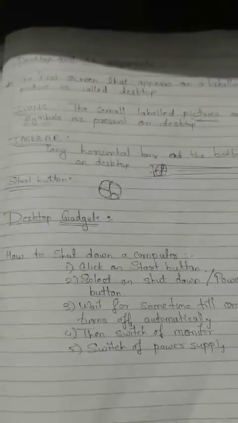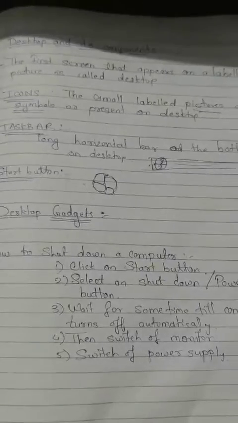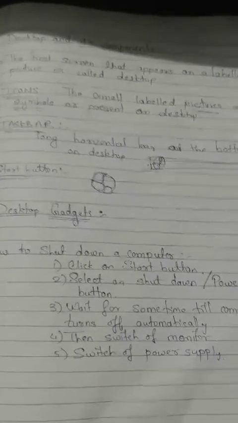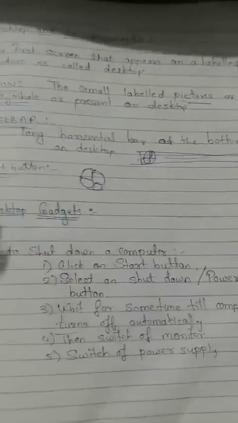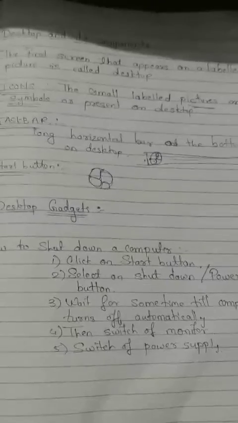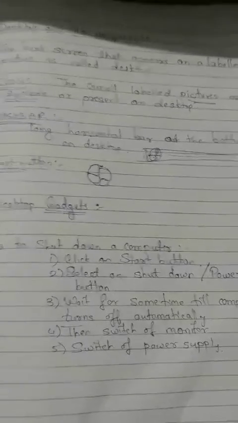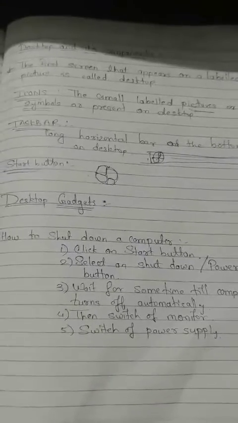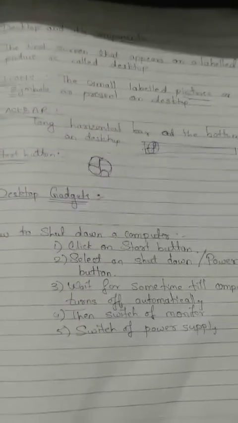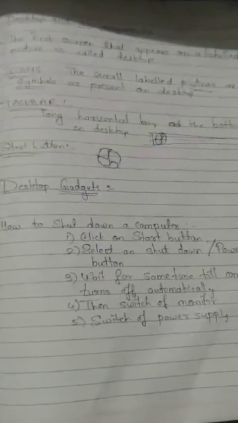Today I have learned what the desktop gadgets are. With desktop gadgets you can see the time, and you can change the time and the date of the computer. When you right-click on the desktop, the gadgets will come: Personalize, and then the gadgets option will appear. Then afterwards, how to shut down the computer.